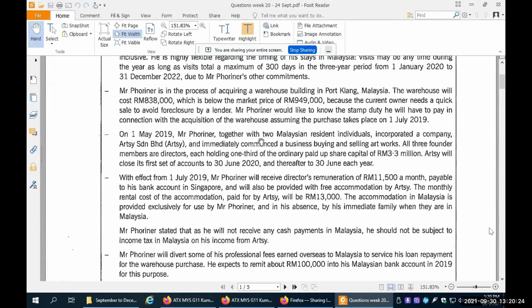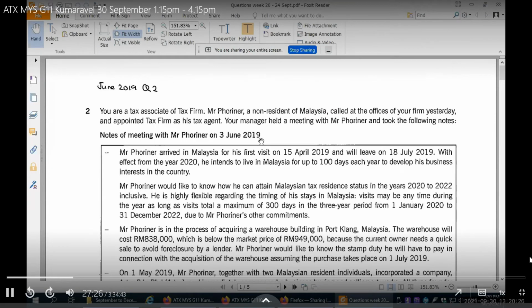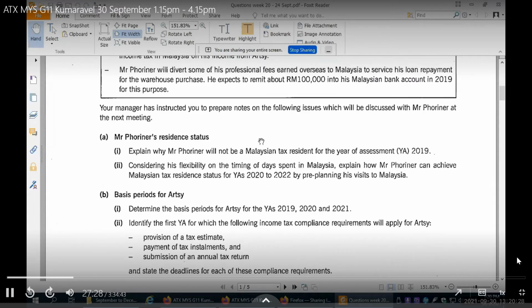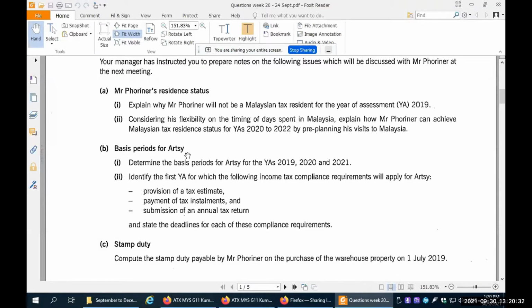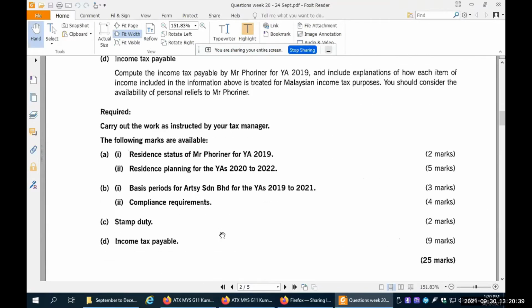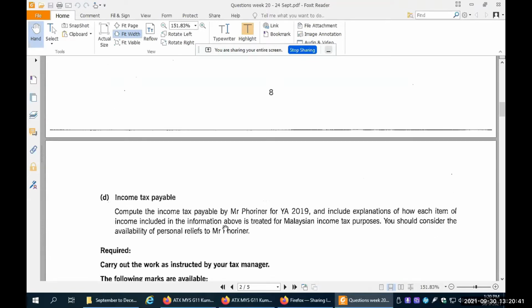Like I said, all these are in your EDC kit. Okay, question June 2019, question 2. I've done A1, A2. B1, B2 actually is your basic text. C we have not learned, and D is your basic text.